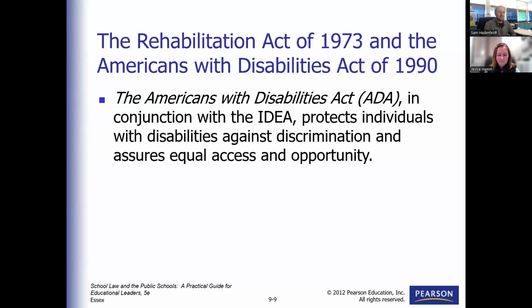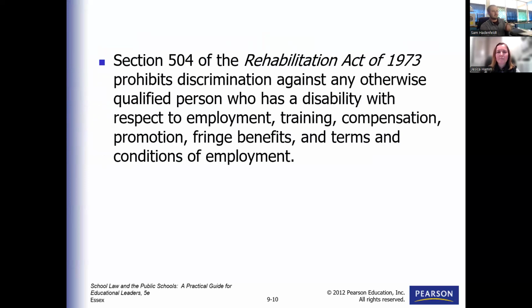The Rehabilitation Act of 1973 and the Americans with Disabilities Act of 1990. The Americans with Disabilities Act, or the ADA, in conjunction with IDEA, protects individuals with disabilities against discrimination and assures equal access and opportunity. Section 504 of the Rehabilitation Act of 1973 prohibits discrimination against any otherwise qualified person who has a disability with respect to employment, training, compensation, promotion, fringe benefits, and terms and conditions of employment. So it's essentially stating that you cannot exclude a person from a job or program simply for having a disability.